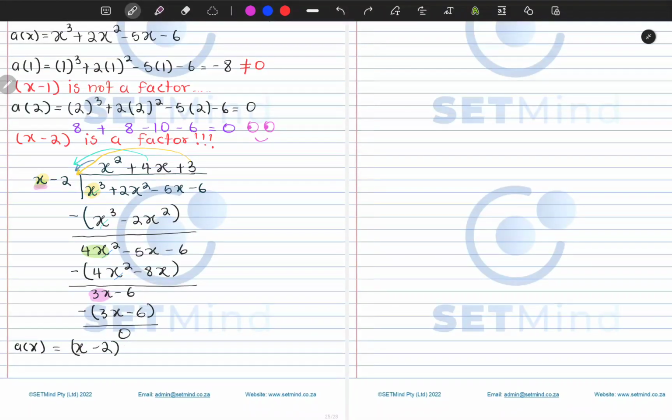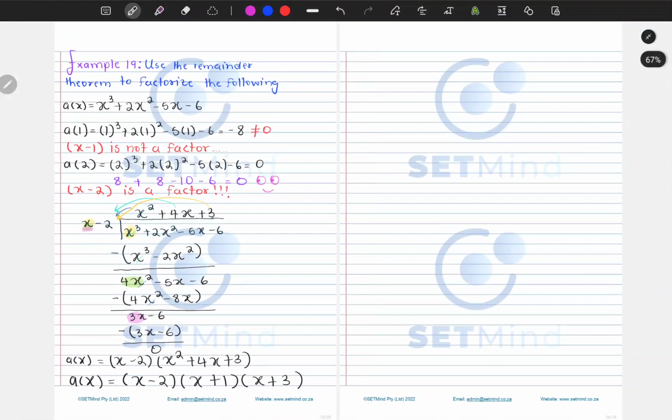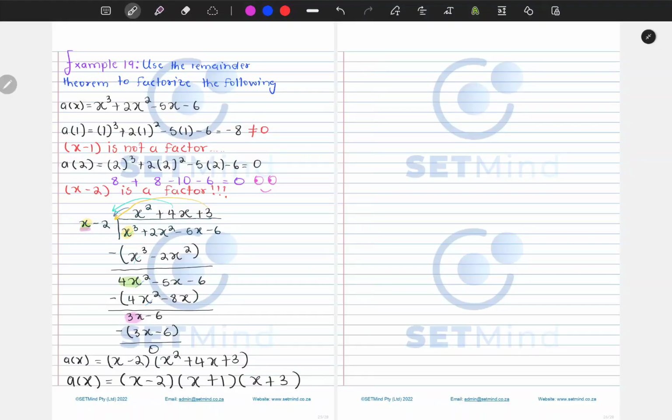Then the other portion is what is there at the top. So it is x squared plus 4x plus 3. And if you think carefully, you can easily factorize this. Two numbers multiply to 3, but they add up to 4. So you will see that this is as good as a 3 and a 1. So we have x minus 2, x plus 1, and x plus 3. This is what we are having as our answer.